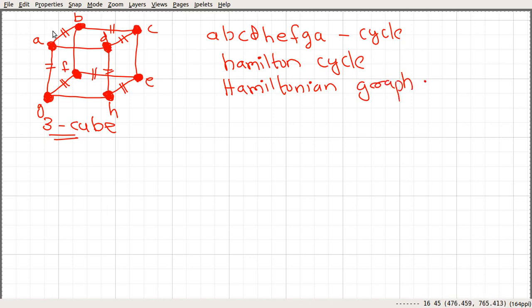So if you look into this particular cycle, and suppose that you delete the last edge here, you get this path, right? A, B, C, D, H, G, F, E. So that's a path. And if you look into this path, every vertex is appearing exactly once: A, B, C, D, E, F, G, H. So we have what is called a Hamilton path here.